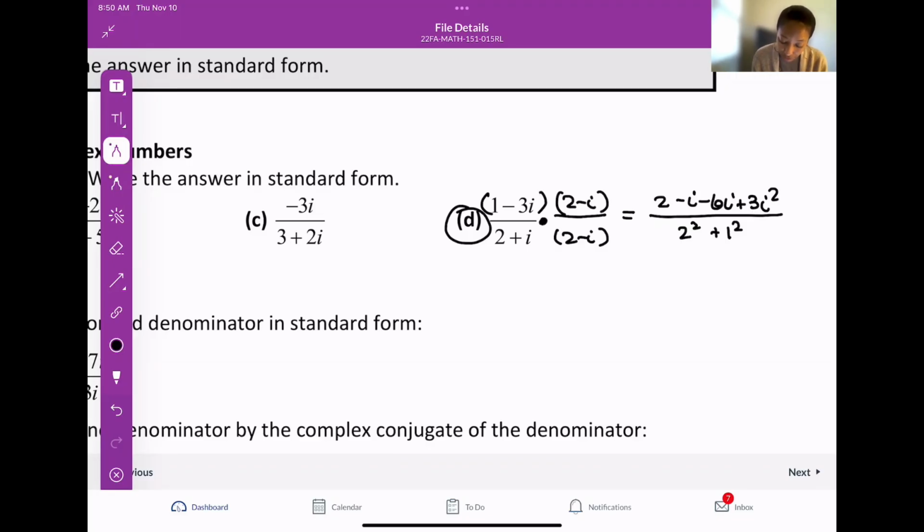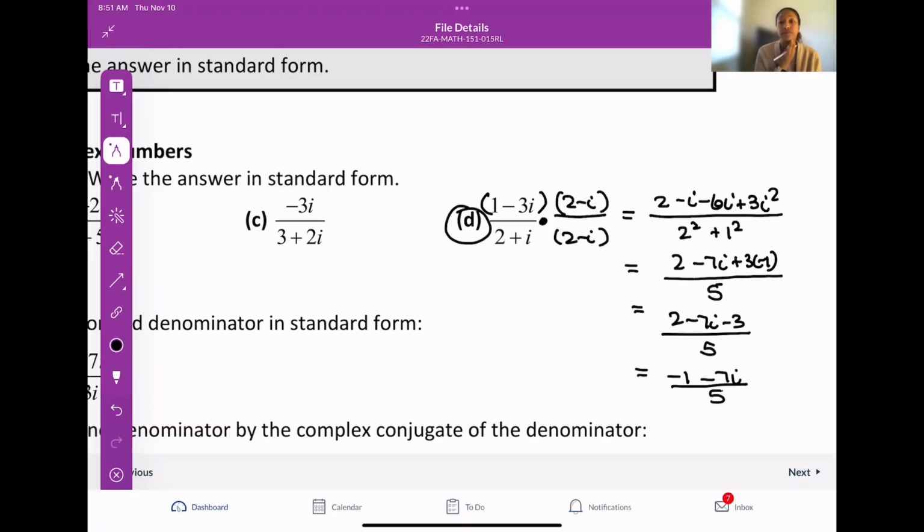Okay, anyway, from here, let me just simplify the denominator. 2 squared is 4, 1 squared is 1, so that would be 5. And in the numerator, we have 2 minus 7i plus 3 times negative 1. So 2 minus 7i minus 3 over 5. And almost finally, the 2 minus 3 gives us a negative 1 minus 7i over 5.